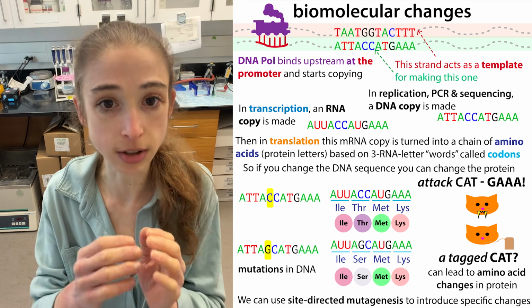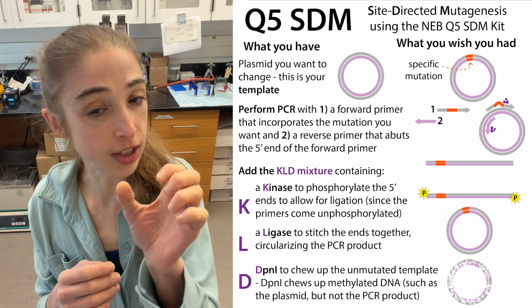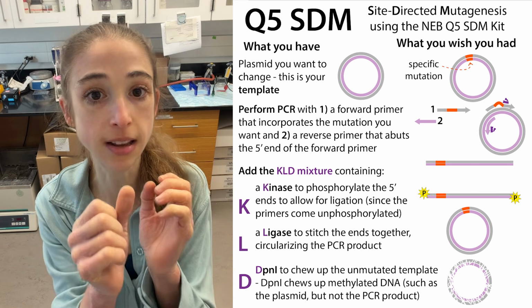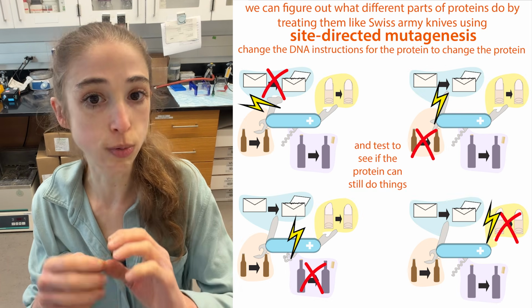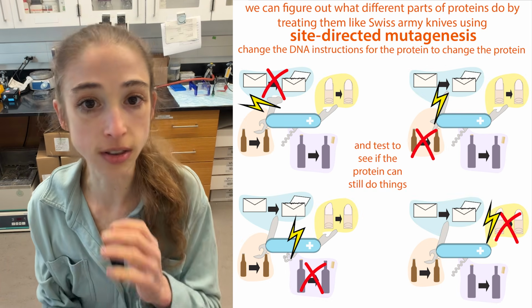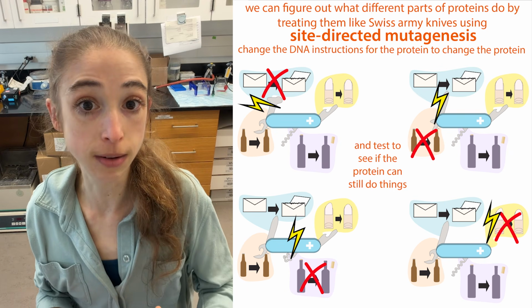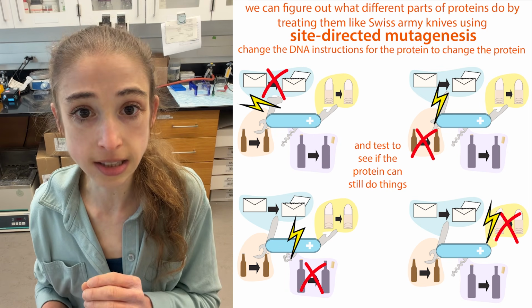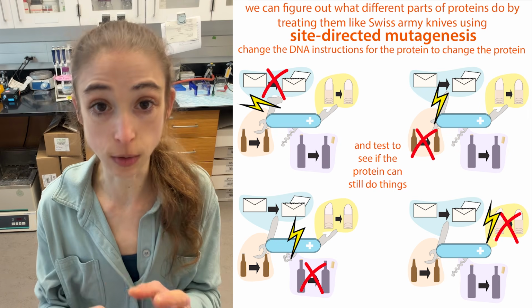And so we call this site-directed mutagenesis, or SDM, when we're making these specific changes to the DNA that has the instructions for making the protein, and in that way we're able to change the protein that gets made. So we can swap out a letter, we can take off a piece, all the various things that is then going to allow us to figure out how different parts of the protein help that protein work and what that protein does. So there are different ways that you can do site-directed mutagenesis, or SDM.